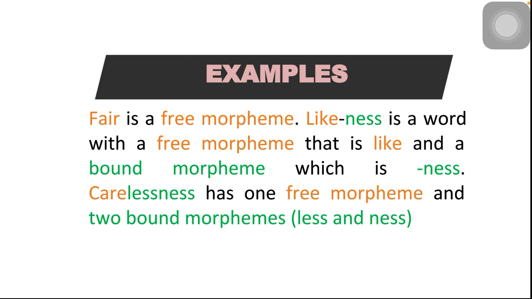Okay? Another example, carelessness has one free morpheme, which is care, and two bound morphemes, which are less and ness. Carelessness. So we have three morphemes in that word, one free morpheme, which is care, and two bound morphemes, less and ness, because they cannot stand alone and they are just suffixes. Okay?